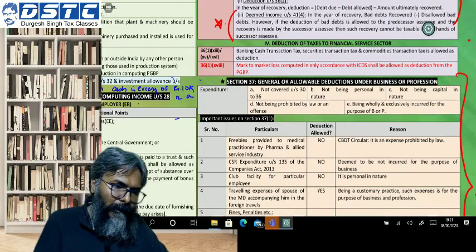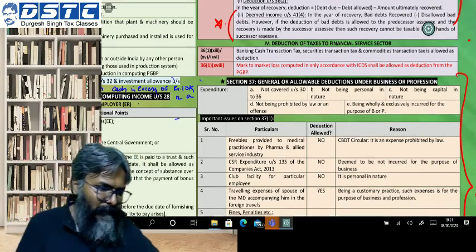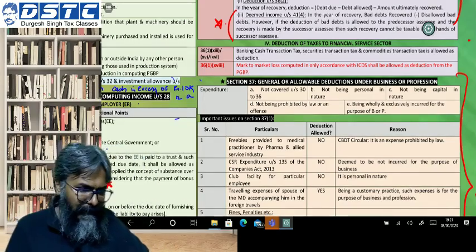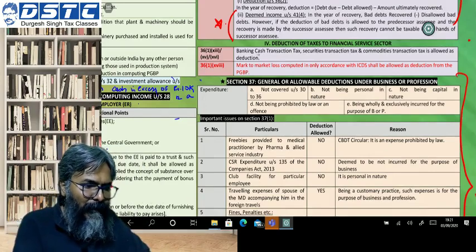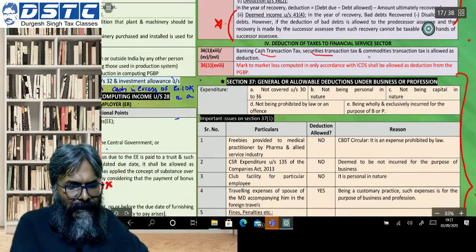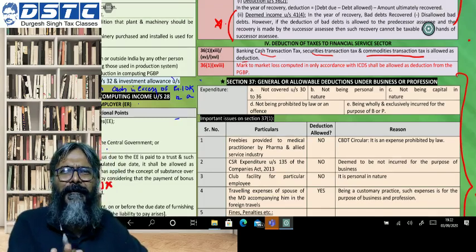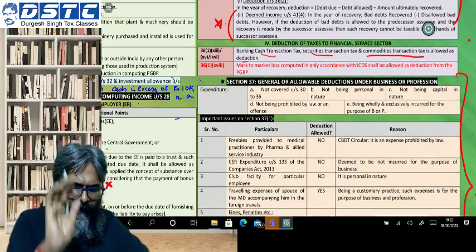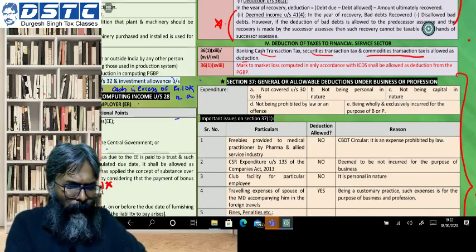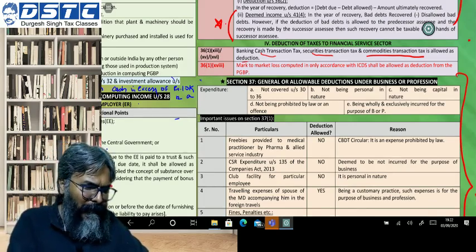Thereafter, sections 36(1)(xi), 36(1)(xv): now students, banking cash transaction tax, securities transaction tax, and commodities transaction tax are allowed as deduction by virtue of these sections. Section number 36 only. Remember only section 36, students. No need for the further clause number.